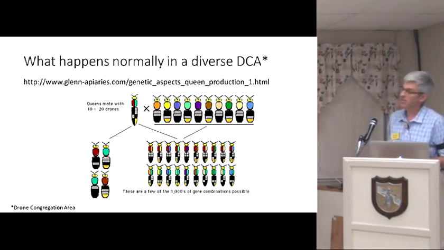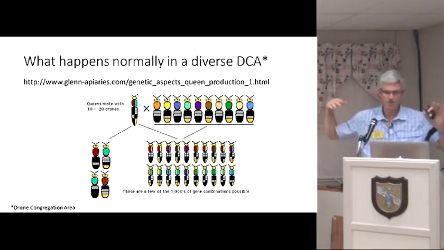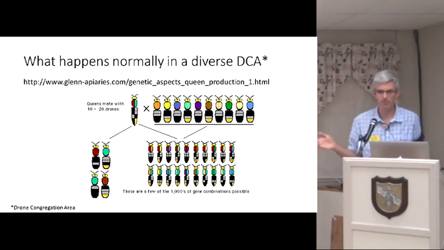And anyway, she's just getting loaded up with all this sperm. So she has a lot of diversity. And then there's very little chance of, as long as the drones are diverse, of having the double drone problem. Yeah? So that's good.